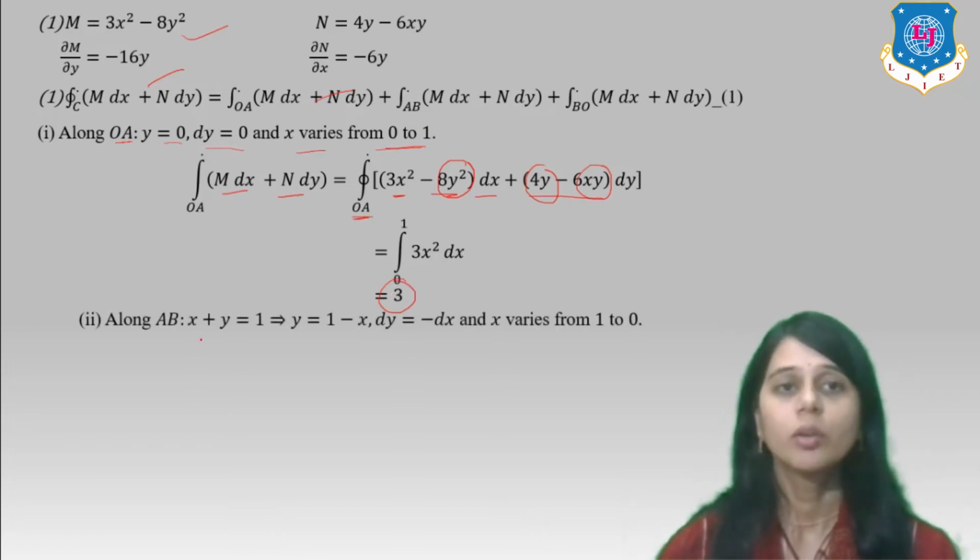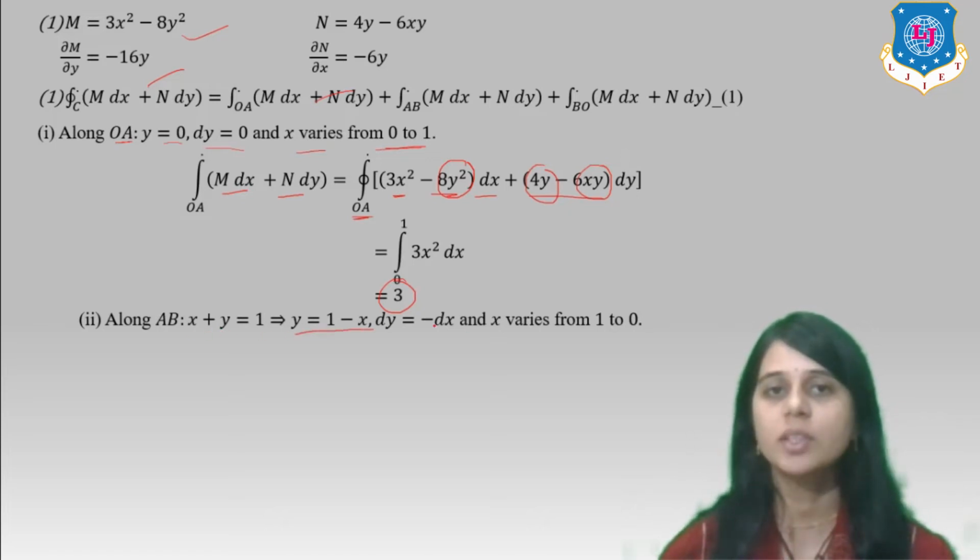Second, now I am taking the AB path. For the AB path, x plus y equal to 1, so y equal to 1 minus x, dy equal to minus dx, and at that time x varies from 1 to 0.